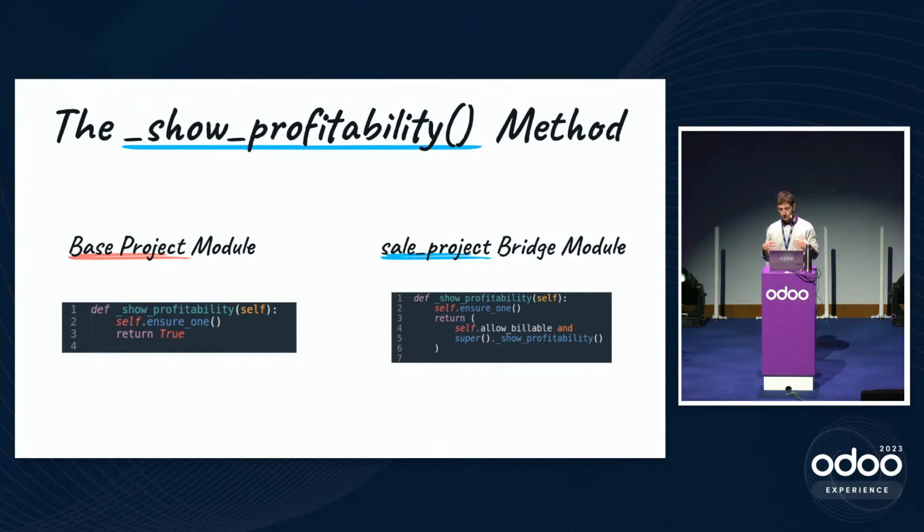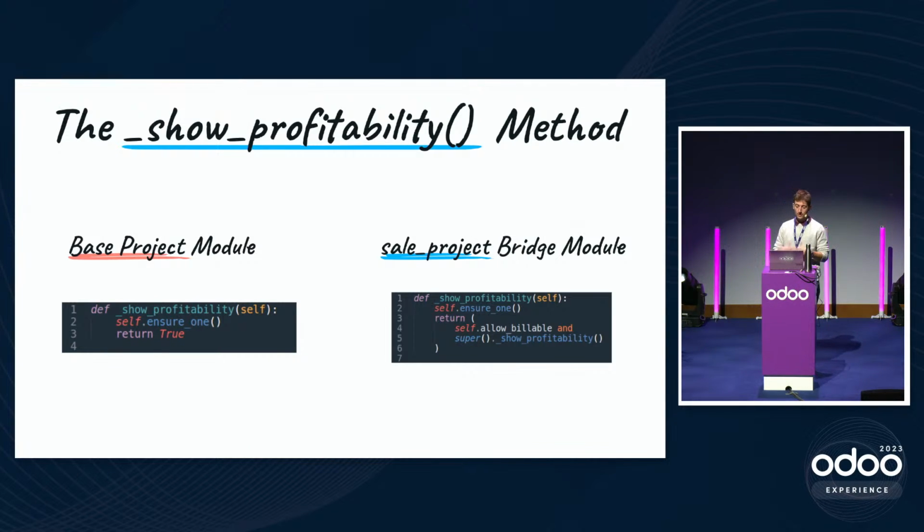Here you can see the two functions, one on the left, one on the right. On the left, we have the base project module's show profitability function, and as you can see, nothing's really happening. We're just returning true, so we show the profitability section for every project. But on the right, we have the same function in the sale project bridge module.